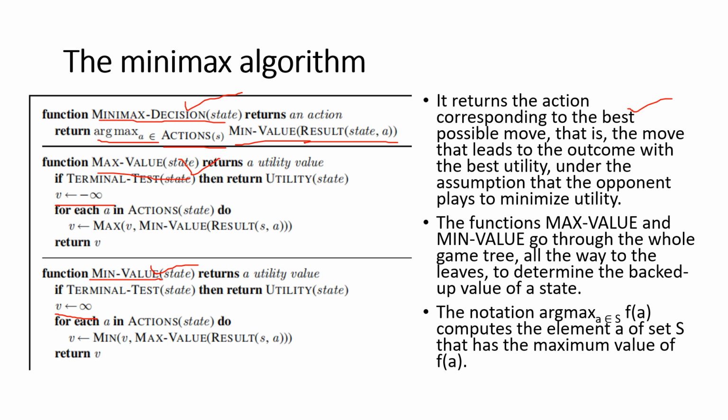So the whole game tree explodes here. That means the algorithm goes all the way to the leaves, and that's why minimax is expensive.